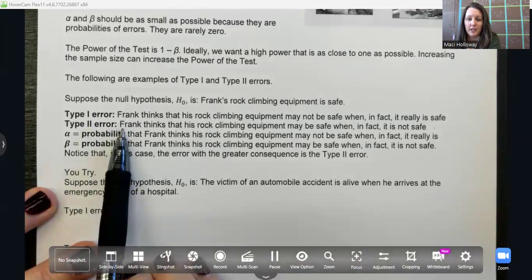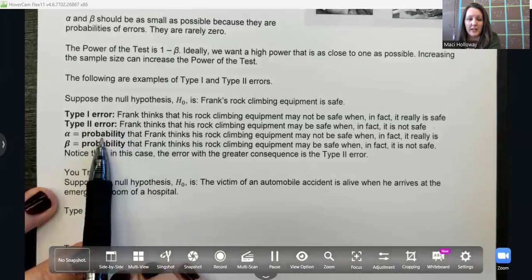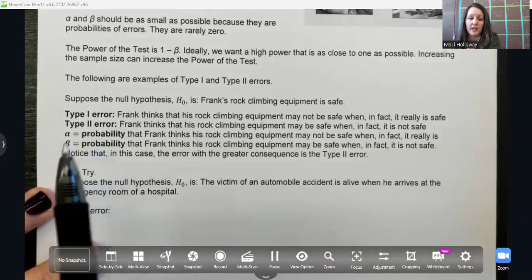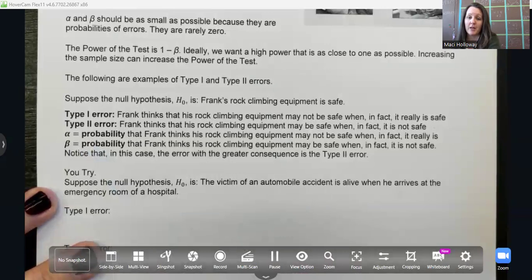So he should have rejected it, but he actually accepted it. Alpha is the probability that Frank thinks his rock climbing equipment may not be safe when in fact it really is. And beta is the probability that Frank thinks his rock climbing equipment may be safe when in fact it is not safe.